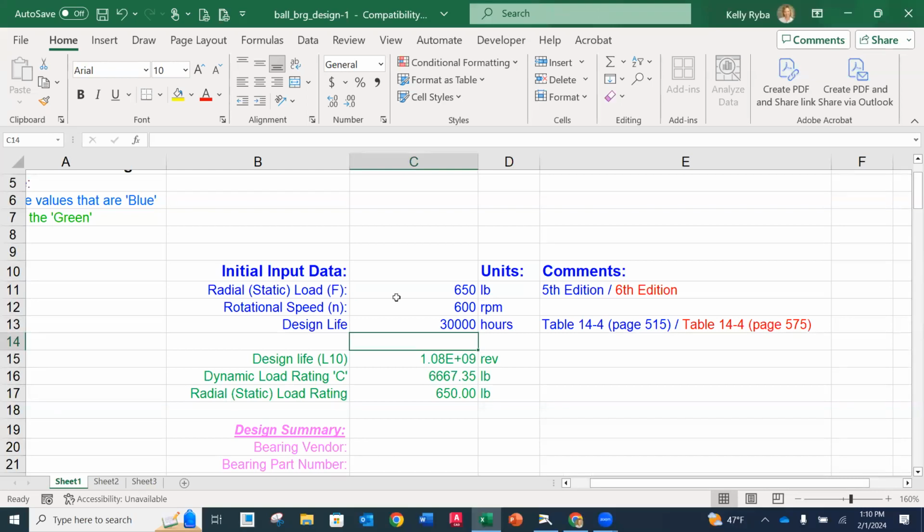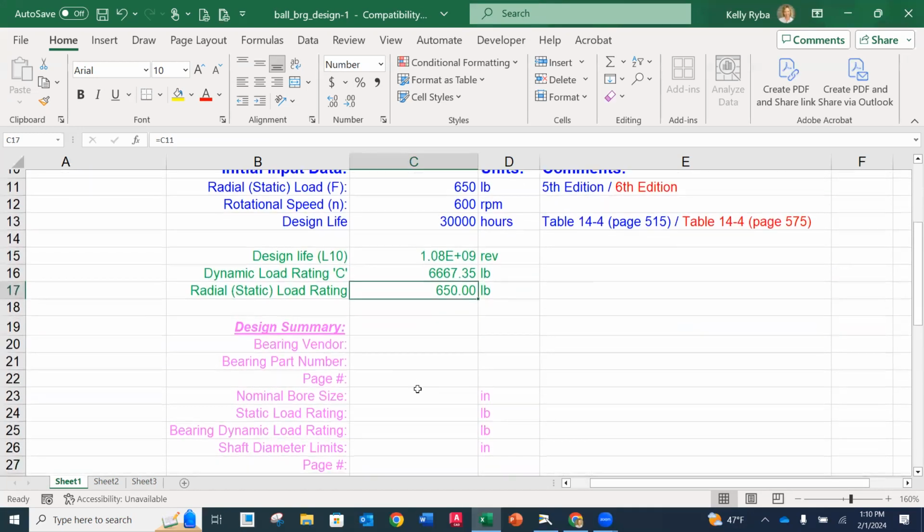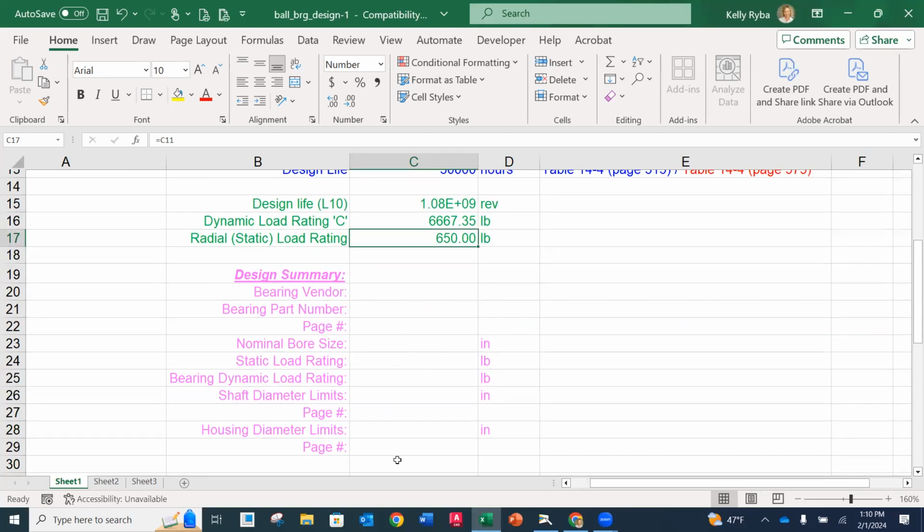So now it's automatically going to calculate for us what is our L10 life, which is exactly what we got earlier with the manual calculations. What is our dynamic load rating? This one is not rounded to 3 significant digits. And then it says, what is that radial static load rating? Okay. So you'll notice down at the bottom here, we have a design summary. Now you are going to be filling this in. This is not pulling numbers from the top this time. You could for the static and the, well, no, you can't, because this is going to be based on what you choose. So these are going to be fill-ins to finish the problem.